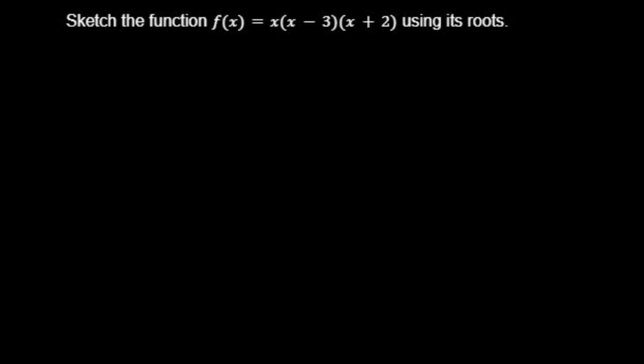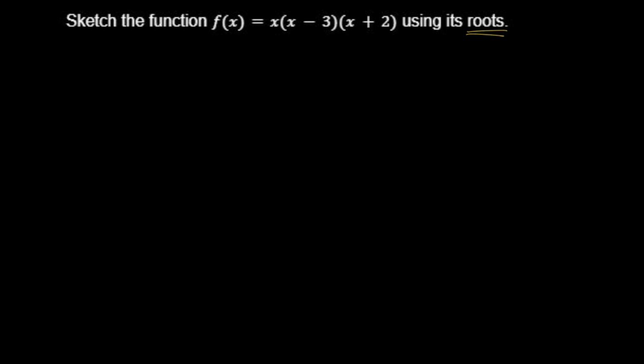So in this example, we're supposed to sketch the function f of x equals x times the factor x minus 3 times the factor x plus 2. We're supposed to sketch it using its roots. Now, a sketch is a general shape, not necessarily the exact function. So we're going to be using the specific characteristic they tell us to use to actually sketch it. Since they're telling us to use the roots, we'll start off by finding them.